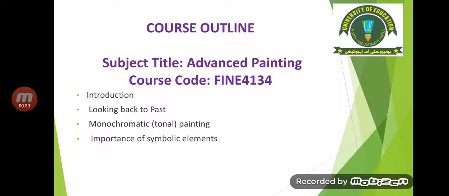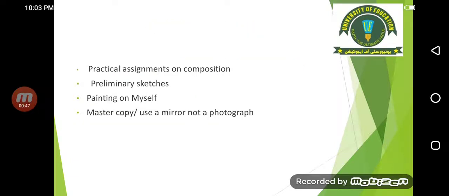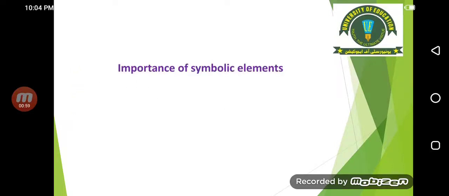Let's get started with the course outline. The first topic is introduction, then looking back to the past, then monochromatic tonal painting, importance of symbolic elements, practical assignments on composition, preliminary sketches, painting on myself, and master copy in which you will use a mirror, not a photograph. Today's topic is the importance of symbolic elements.